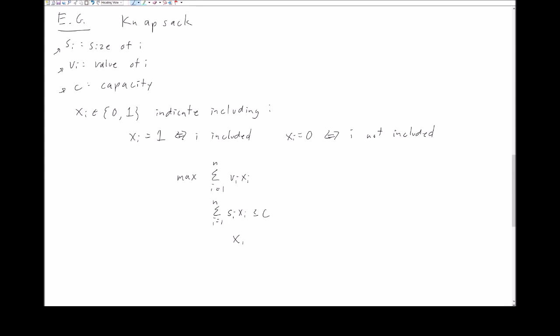And finally, we need a constraint on our variable xi. Xi is going to be a 0, 1 variable. And now this integer program fully models the knapsack problem.